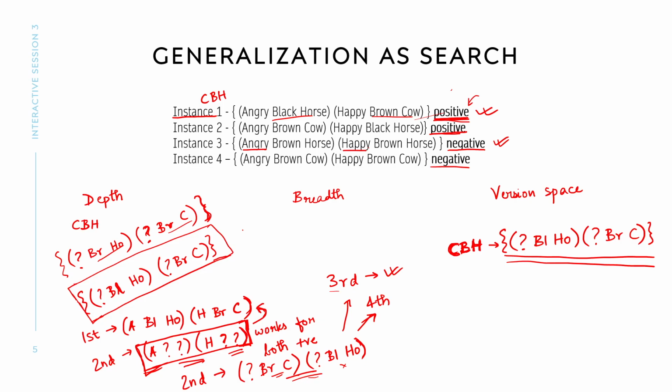The order is immaterial, right? Whether you take wild card brown cow, wild card black horse, these two can be swapped. This does not matter.